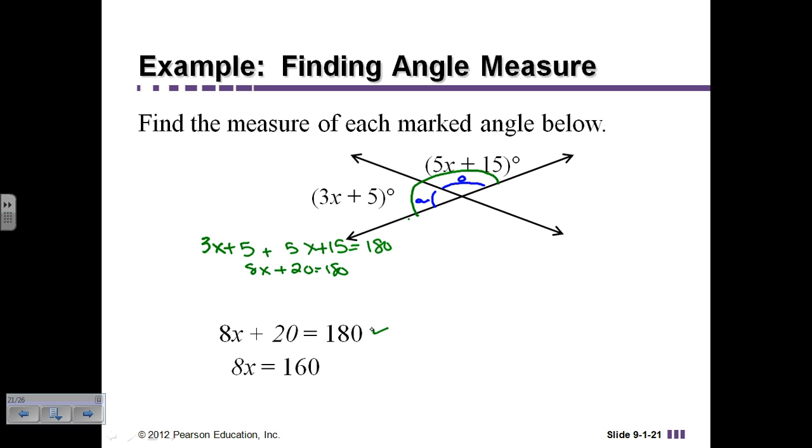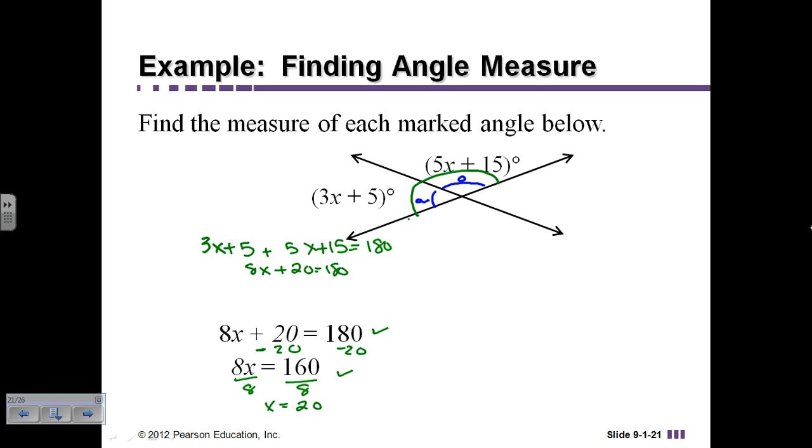That's what I have right here. We're going to subtract 20 from both sides because we have to solve for x, and we get 8x equals 160. Divide by 8, so x is equal to 20.